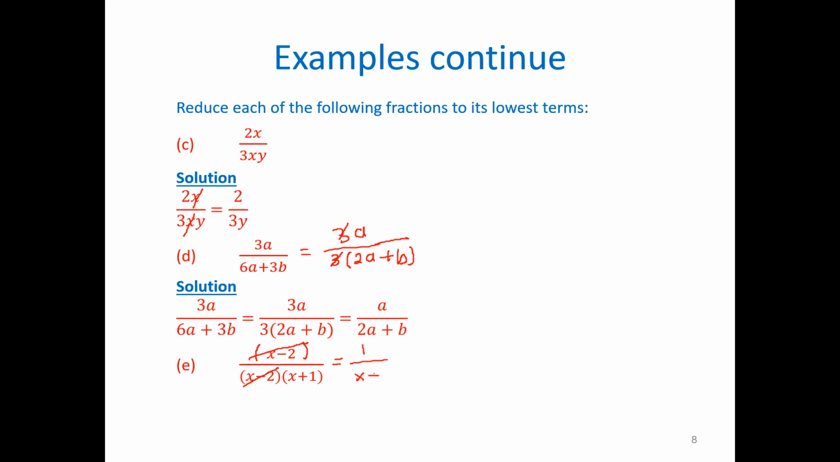I said cancellation means division. As you divide the numerator by this bracket, if you divide by itself, the answer will be 1. And if you divide the denominator by this bracket, you will cancel this bracket. The remaining will be x plus 1. And you don't have to write the bracket now for x plus 1. So this is the way we reduce the fraction to its lowest terms. Okay?